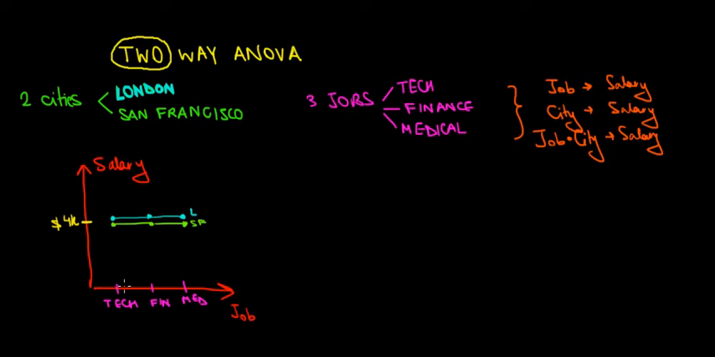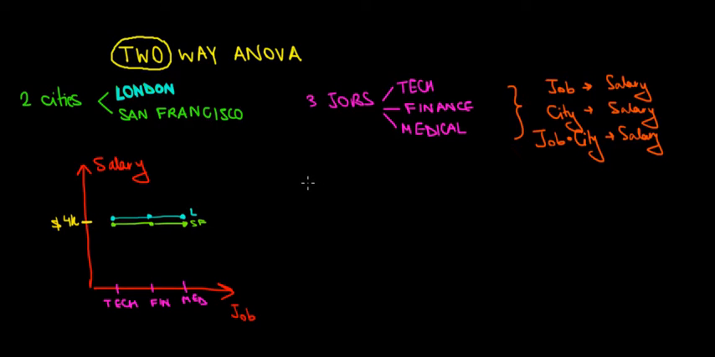So what do we have in this case? We have the graph here with technology, finance and medical jobs, and the dots represent the average salaries. So how do we read these dots? For instance, the green line is the average salaries in San Francisco. We can see that we have the same average salary of $4,000 for technology jobs, finance jobs, and medical jobs in San Francisco. So we have the same average salary for all three types of jobs.